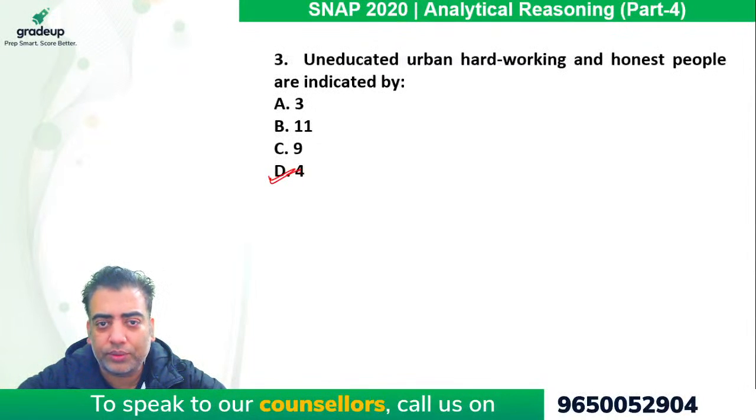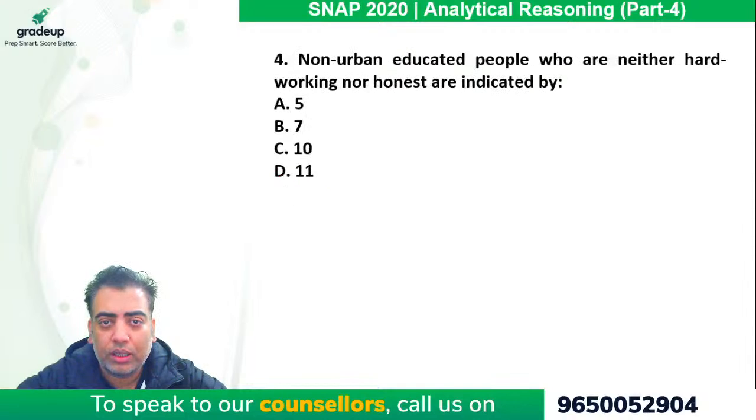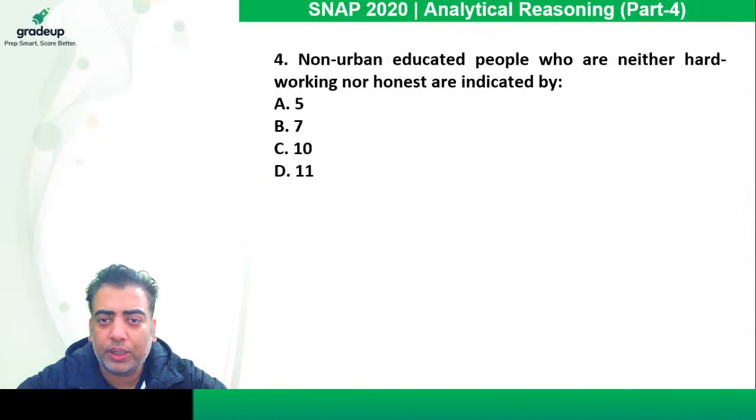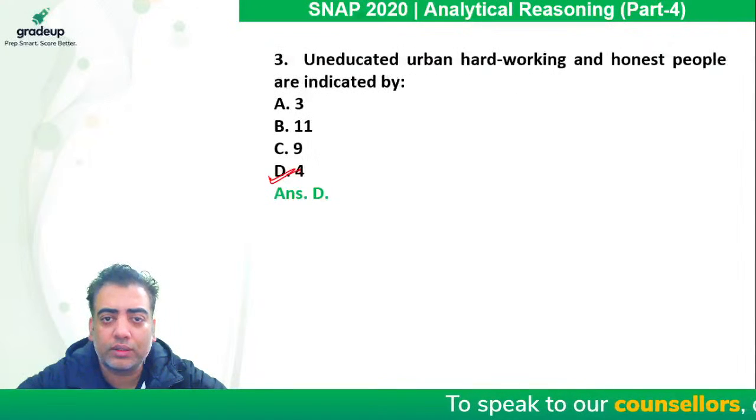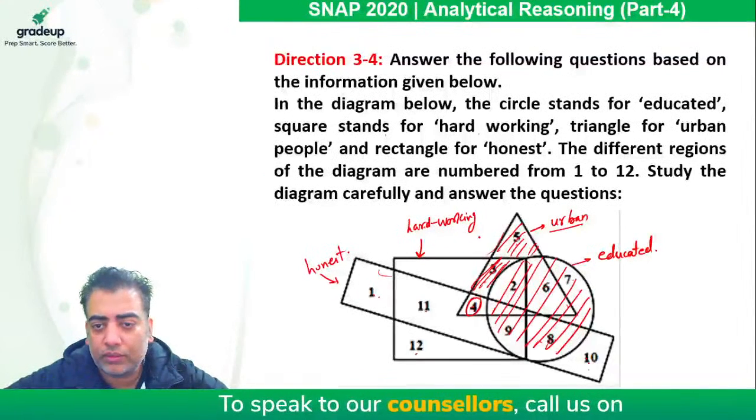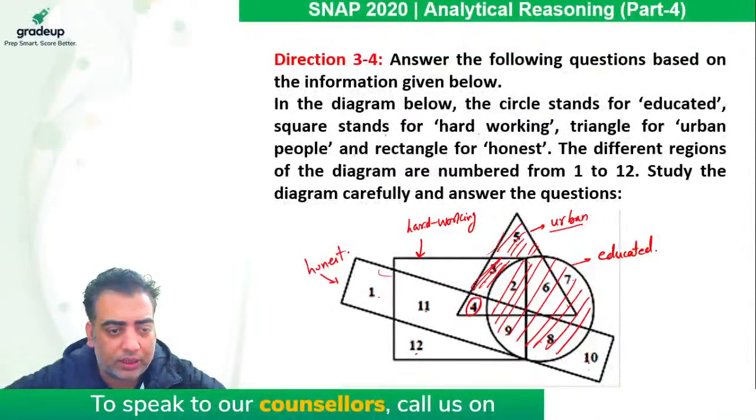Right, it's 4. So in the 4th question he says non-urban, educated people who are neither hardworking nor honest. So I am going to erase the lines I have drawn.